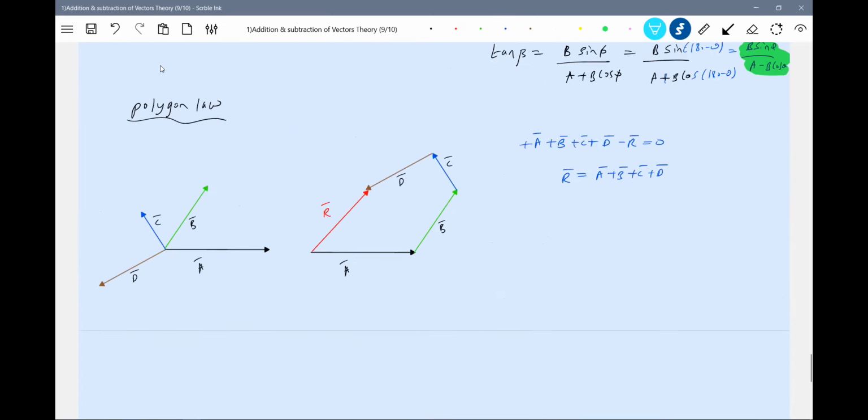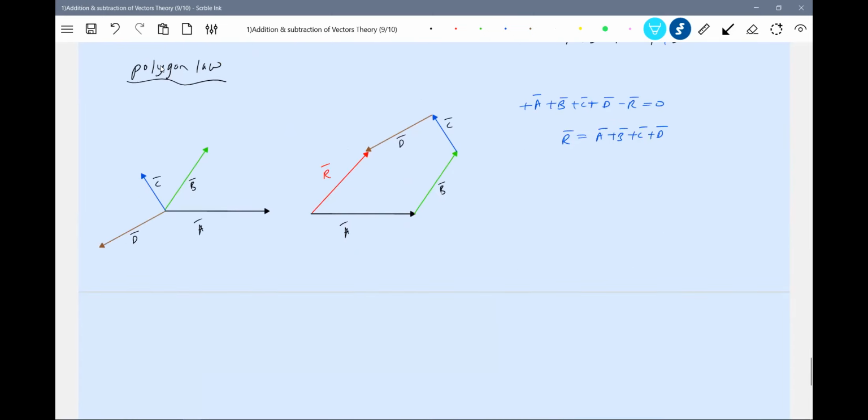Let's go for the polygon law. I have vectors here: A bar, B bar, C bar, and D bar. So what I do is, how to get the resultant? Here the vectors A bar, B bar, C bar, D bar represent the sides of a polygon. Then the closing side will be represented by the resultant vector taken in reverse order.